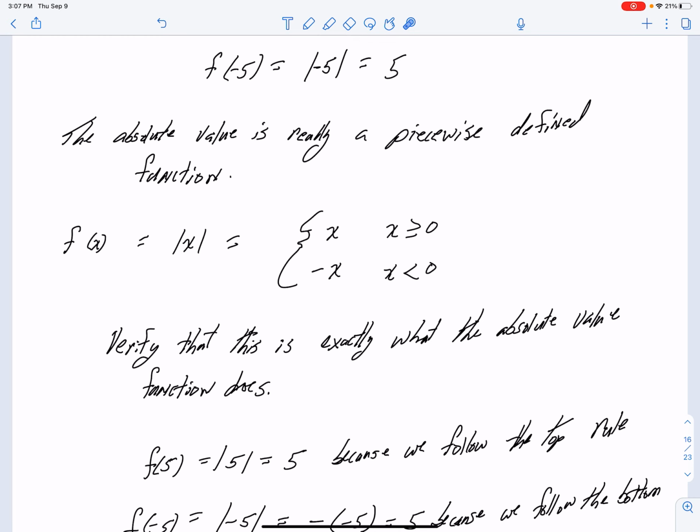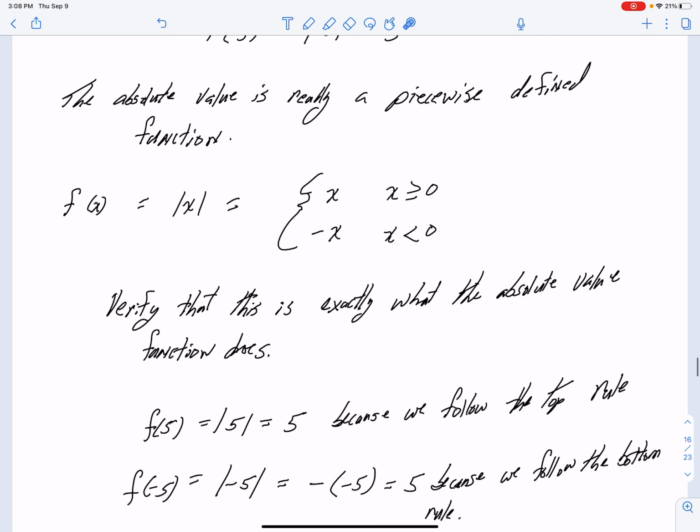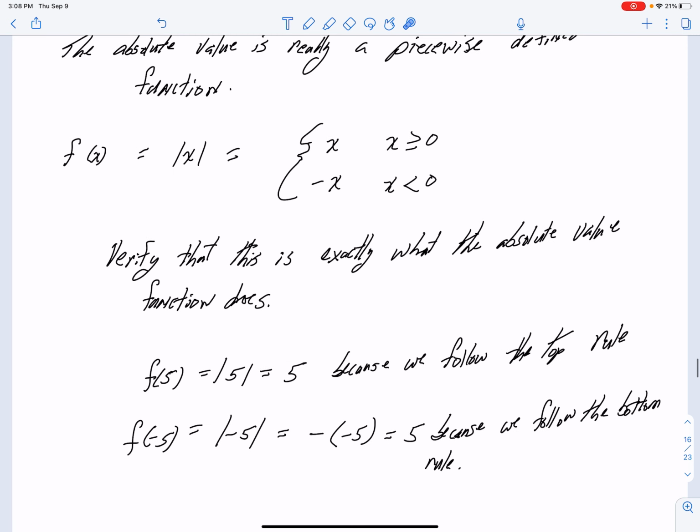So what does the absolute value function really look like? Well, it's a piecewise defined function. The absolute value of x just gives you x when x is greater than or equal to 0. Just gives you the same number you put in. But if x is less than 0, it gives you the negative of that, as in minus that.